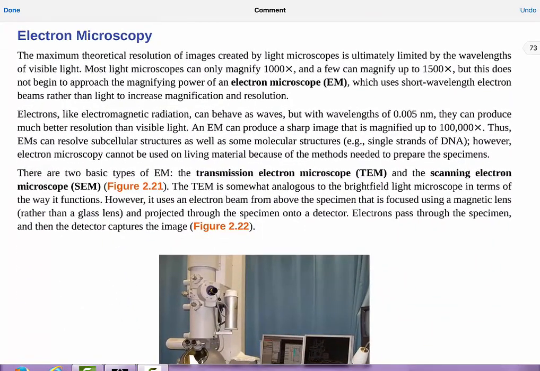All right, next we're going to talk about electron microscopy. The maximum theoretical resolution of images created by light microscopes is ultimately limited by the wavelengths of visible light. Remember, the visible light, if we scroll back up, was in this very tiny area when we're talking about all of the energy that is out there in the world. Visible is very small. So when we're talking about light microscopes, it's limited by this very tiny window.